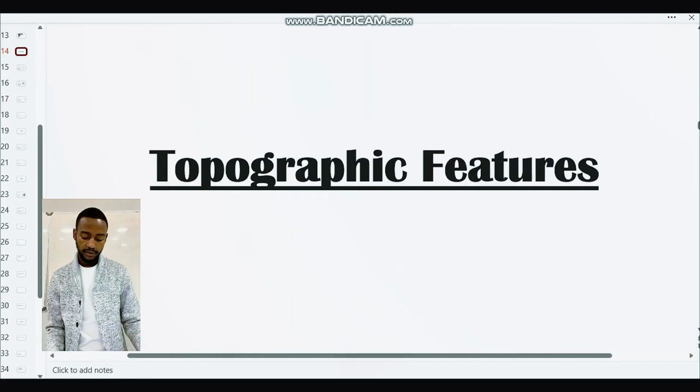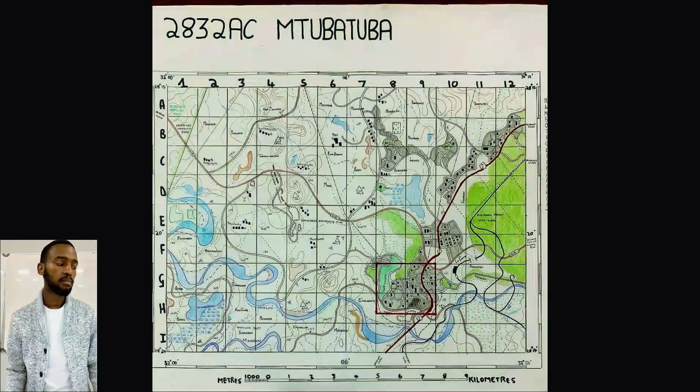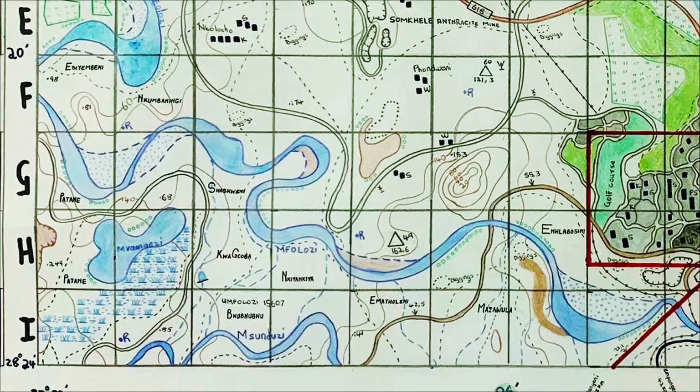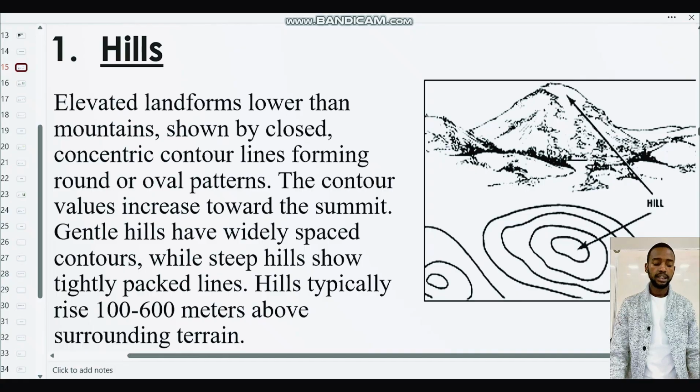The focus for now is on the topographic features. The topographic features are the landforms that are found on a map, the natural landforms. The first one we're going to talk about is the hill. Hills are elevated landforms that are lower than mountains, often shown by closed concentric contour lines on the map. Sometimes they show round or oval patterns.